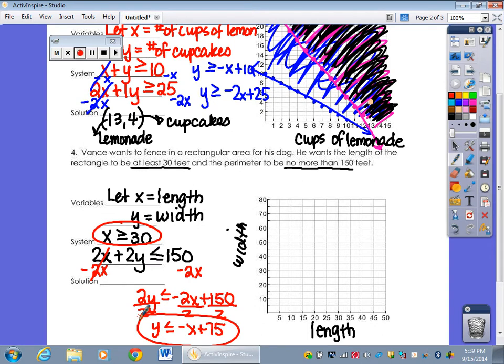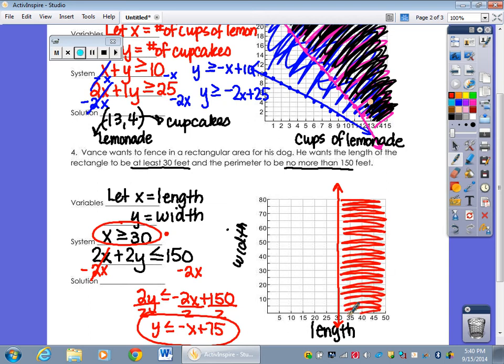So if it's x is greater than or equal to 30, then that's going to be a vertical line at 30. And it's going to be solid, and we are going to shade greater, so to the right, because those are the numbers bigger or greater than 30. The second one, we'll go ahead and make that blue, this one. We're going to begin at 75, and we're going to go down 1 and to the right 1.